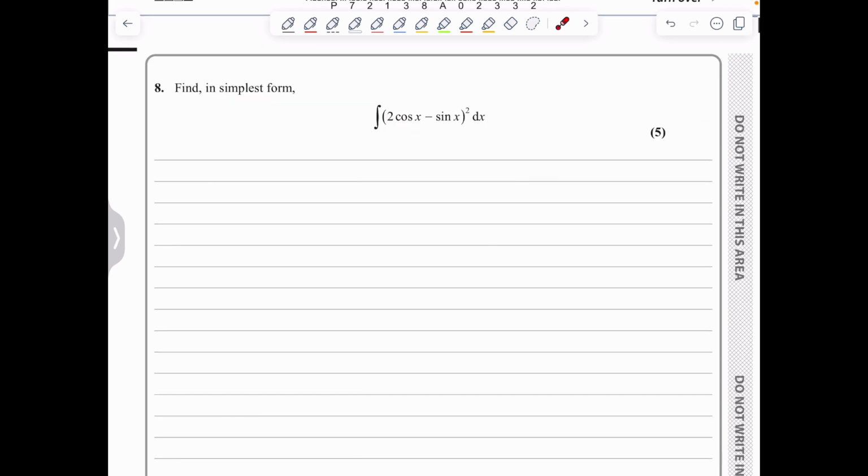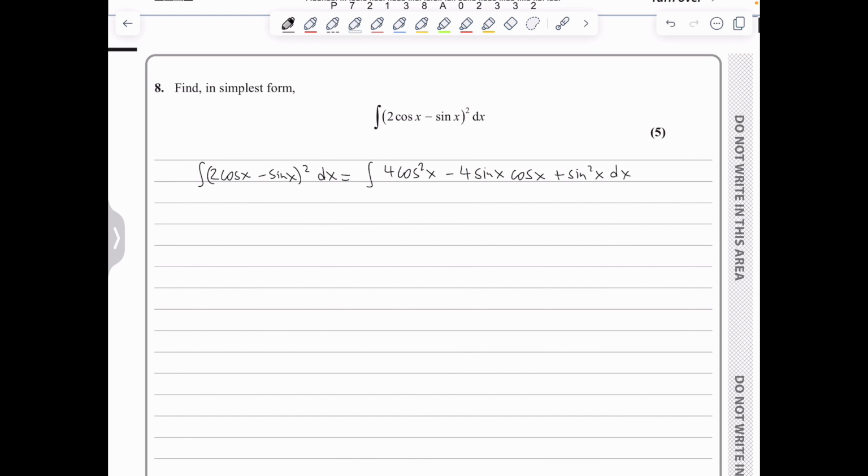In question 8, we are asked to find in its simplest form the integral of (2 cos x minus sin x) all squared with respect to x. So this is the integral we need to find. I will start by expanding the bracket to get the integral of 4 cos squared x minus 4 sin x cos x plus sin squared x dx. So we need to integrate this.